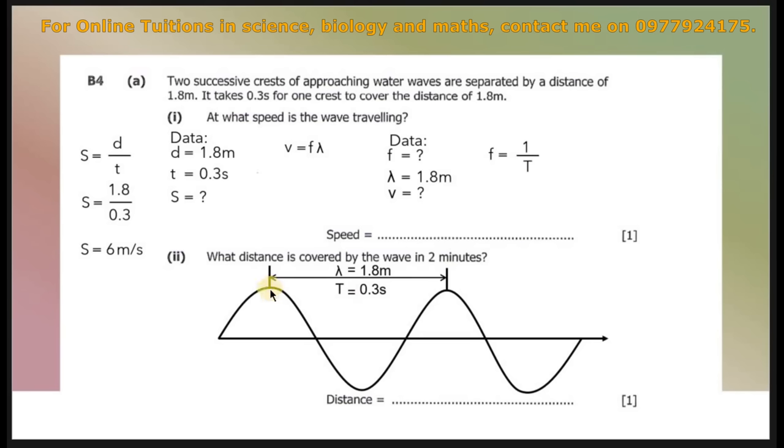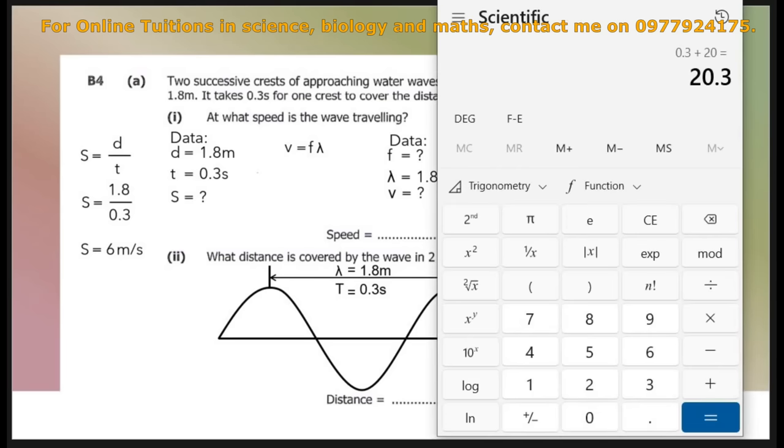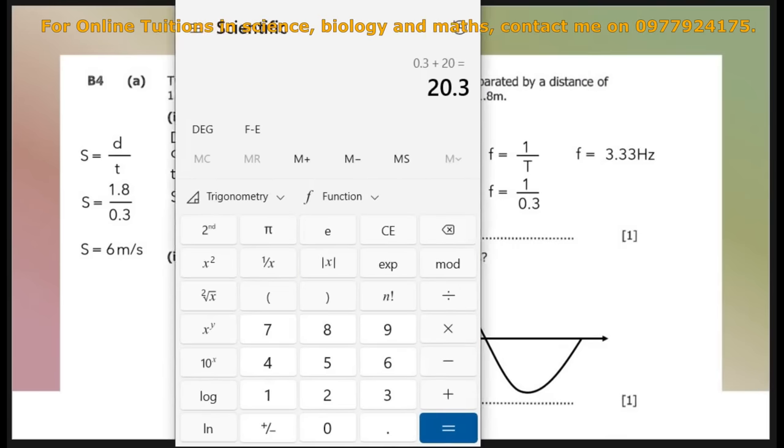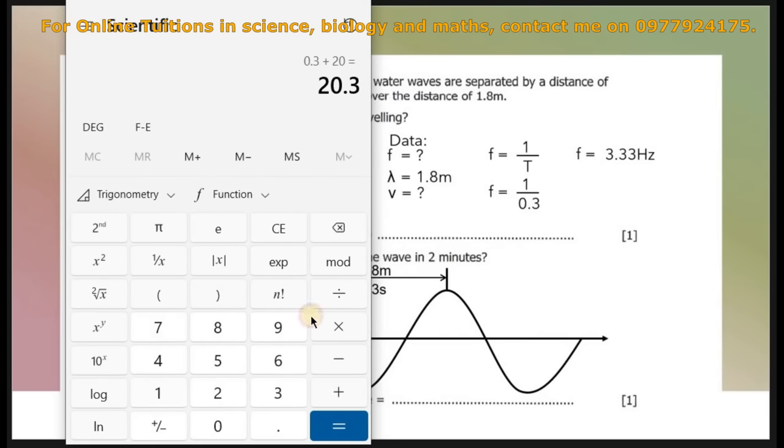Yes. I said the time taken to make a complete wave like this one is also known as period. So you say, okay, frequency then will be 1 over 0.3, which will give us a frequency of 3.33. So now, what you do, it's like this. Let me just bring it here. So you got your 1 divided by 0.3. You got that one.